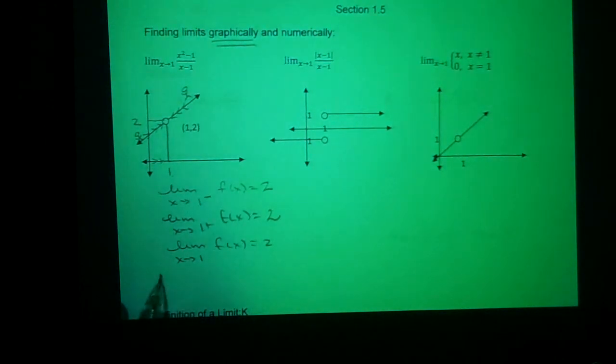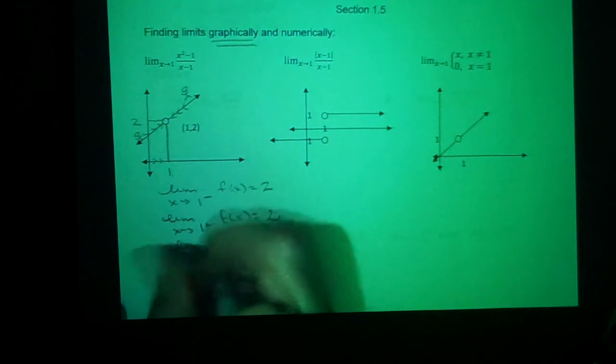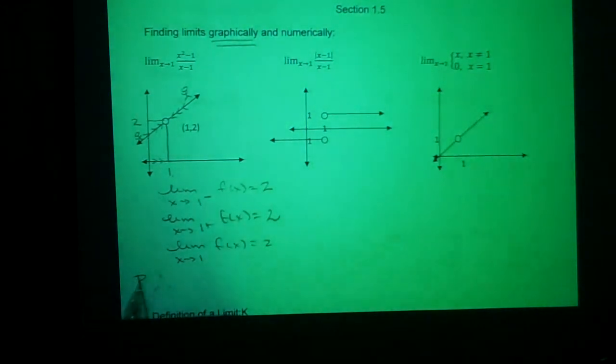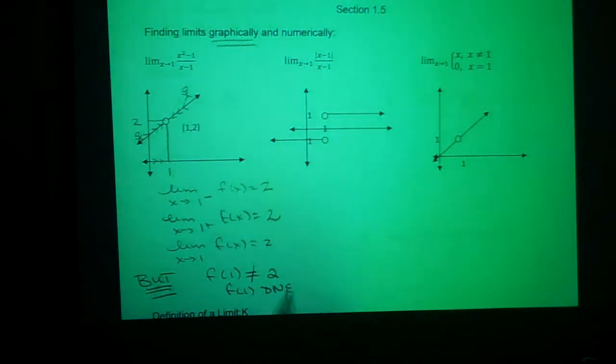However, and that's what these 3 dots mean, let's not even use them. Let's just say, but f of 1 does not equal 2. f of 1 does not exist. And that's what the hole means. There's a hole in your graph there, no function value, but there is a limiting value of 2.